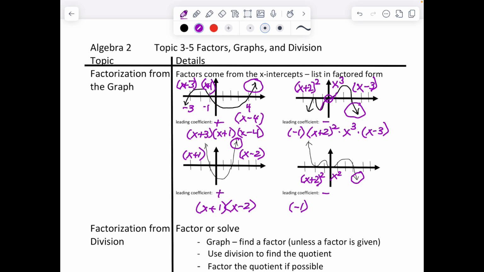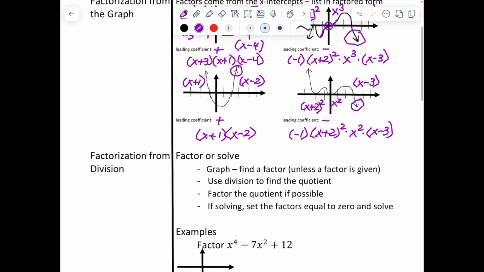It could be a fourth power, a sixth, another even power, but we're going to assume the least since we don't have more information. And then it goes straight through at 3, so that means it's going to have a factor here of x minus 3. So my factorization will be negative 1 times x plus 2, the quantity squared, times x squared, times x minus 3. Okay, so that's how it would look factored.